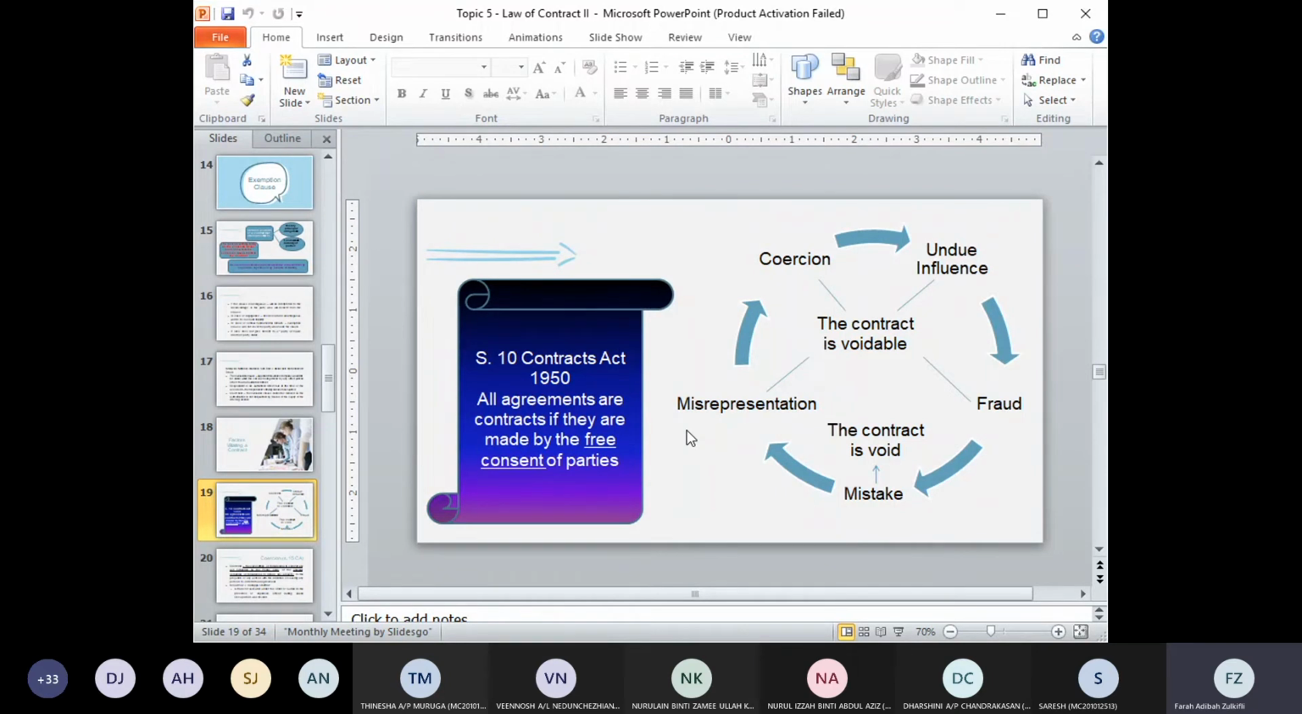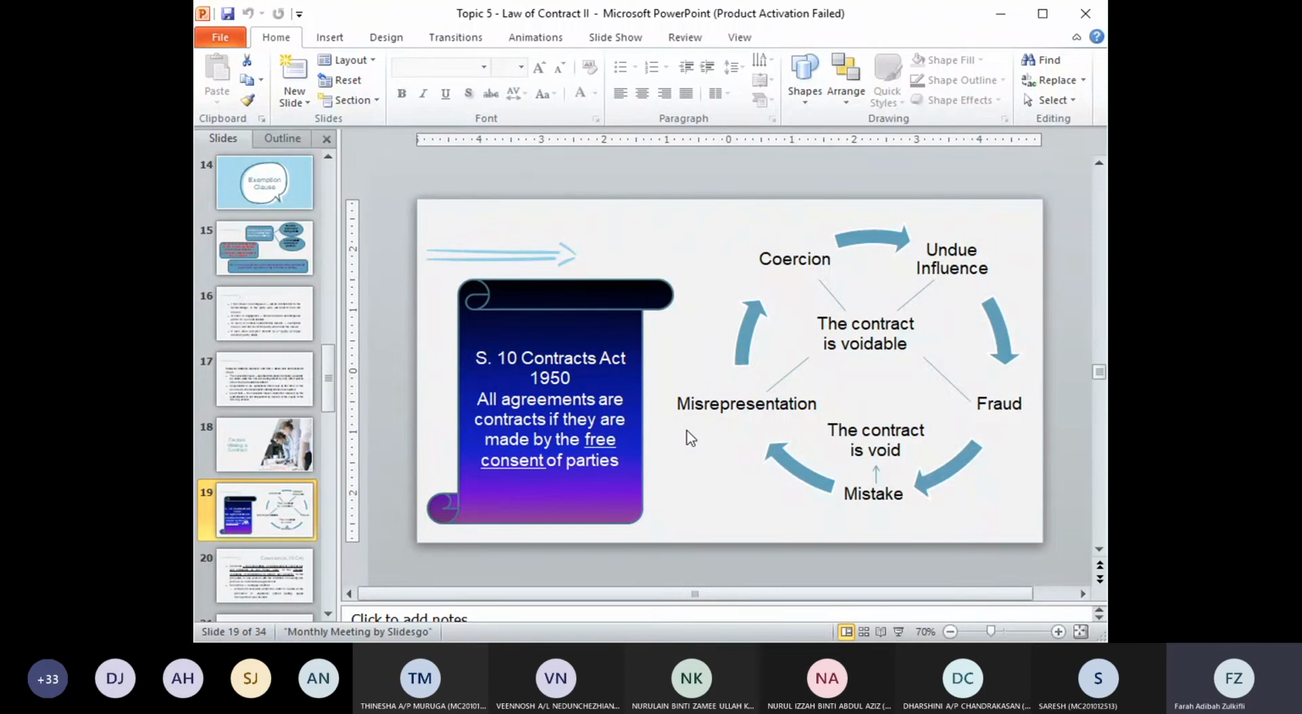Or the third one, if you sign a contract because someone has lied to you, someone has concealed facts, they did not tell the truth, or someone has given false information to you, which caused you to enter into a contract. So the contract is not given under free consent and you fall under the category of fraud.